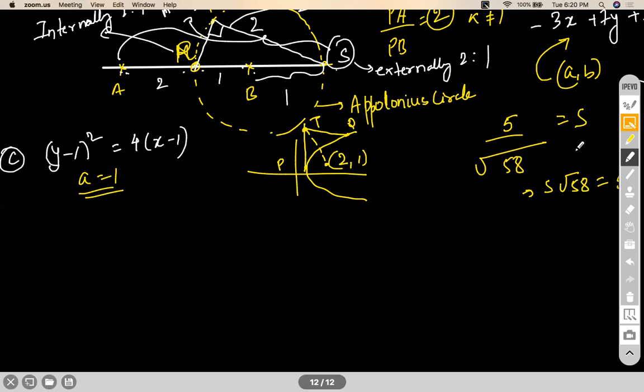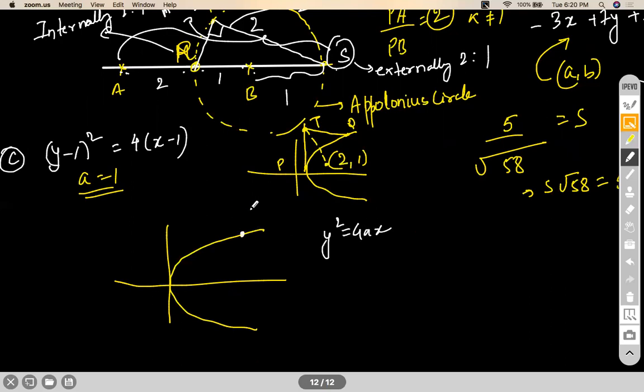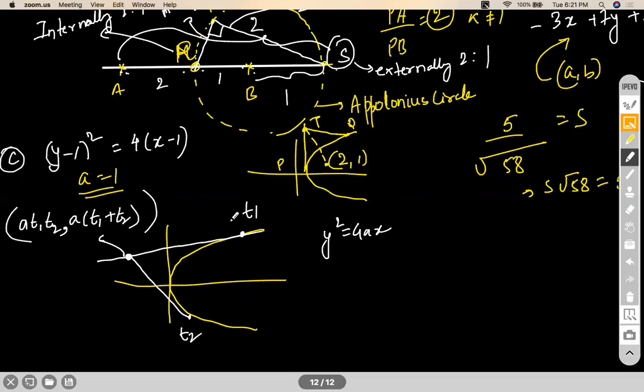Now, all of you, please just try to recall, in case of a standard parabola, if you were drawing, let's say y square is equal to 4ax. Let's say this is your parameter t1, this is your parameter t2. If I draw a tangent at t1 and I draw a tangent at t2, what is the coordinate of the point of intersection of these two? Now, if you recall, this coordinate was (a t1 t2, a(t1 + t2)). Remember, I gave you a formula, correct? Let me call this P, let me call this Q, and let me call this T. What is the distance of this point from the focus?